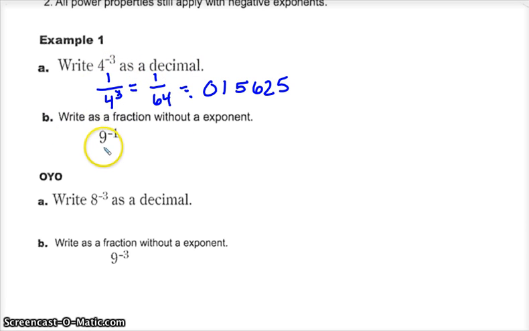Now let's just try to write this as a fraction, 9 to the negative first. 1 over 9. Now you try. Try the on your own question and then check your answer.